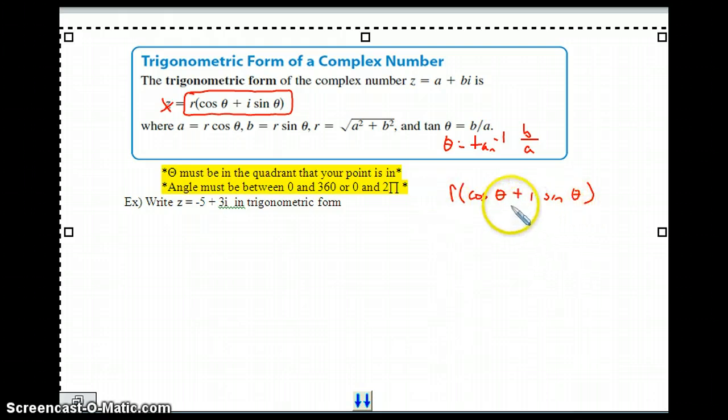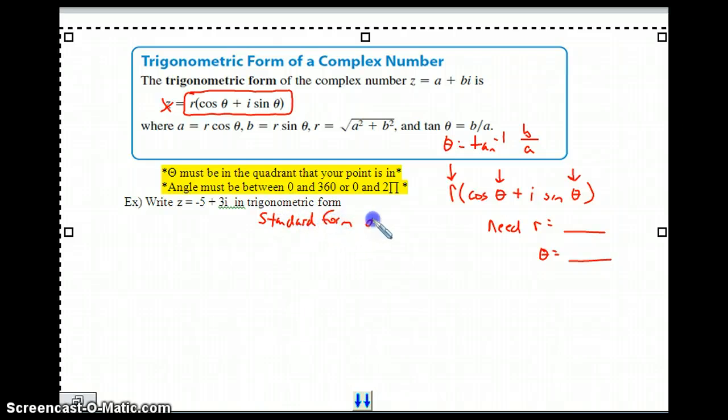And if I think about this, it's nice to be able to list out what I would need to be able to plug into this formula. The things I need to fill in, I would need to know what r is, and I would need to know what theta is. Once I know this value, and then that value, I can rewrite my answer in trigonometric form. Right now, it's in standard form. Remember, standard form is a plus bi, comparing horizontal and vertical distances. Trigonometric form will compare a ray length, distance from the origin, and a theta.